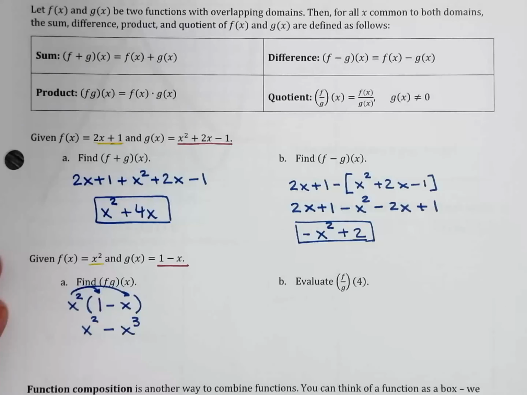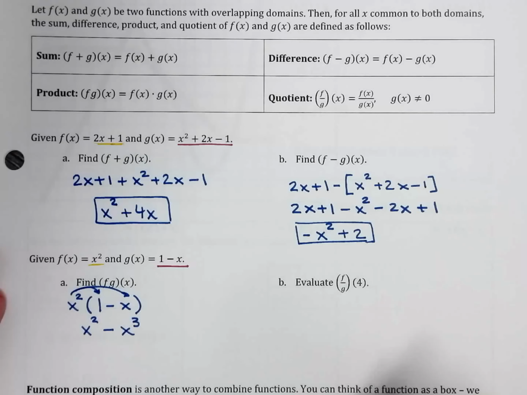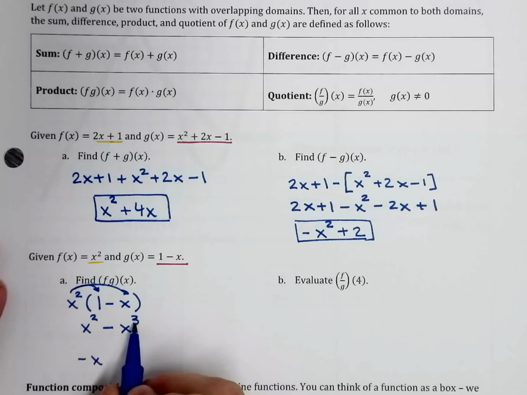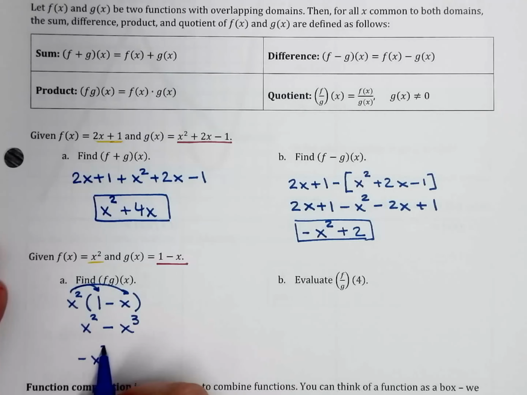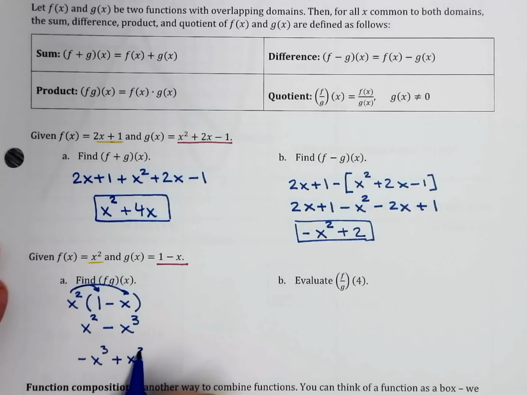This is not in standard form. Let's just go ahead and do that. We will get into the habit of organizing that and putting your answer in standard form. So always the highest degree comes first. So negative x cubed plus x squared.